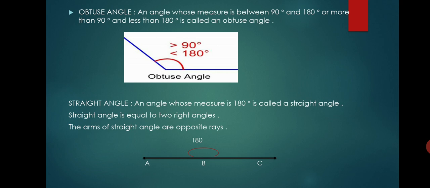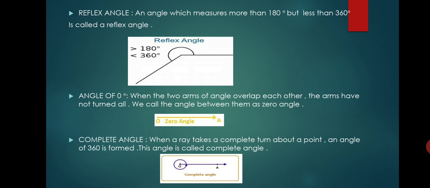Straight angle, an angle whose measure is 180 degrees is called a straight angle. Why is it called a straight angle? Because the two rays are just on the opposite sides, okay, and just form a straight line. That's why this angle is named a straight angle. Reflex angle, an angle whose measure is more than 180 degrees but less than 360 degrees is called a reflex angle.